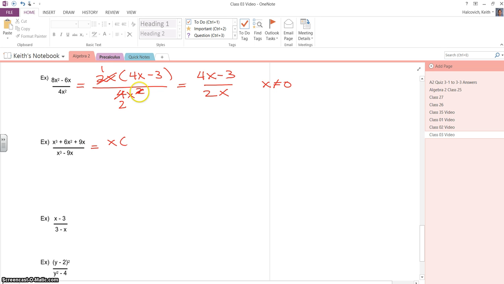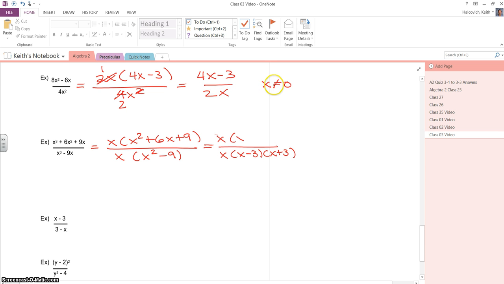Factoring out the top here, x times, it gives you x, and then parentheses x squared plus 6x plus 9 over, and then you factor out an x here, and you get x squared minus 9. When you factor the bottom here, you get x minus 3, x plus 3, because it's a difference of two squares. And then on the top, it's x plus 3 and x plus 3, because the factors of 9 that add to 6 are 3 and 3. That means for your restrictions that x cannot equal 0, 3 or negative 3. And then you can cross off the x plus 3's and the x's, so you're left with x plus 3 over x minus 3.